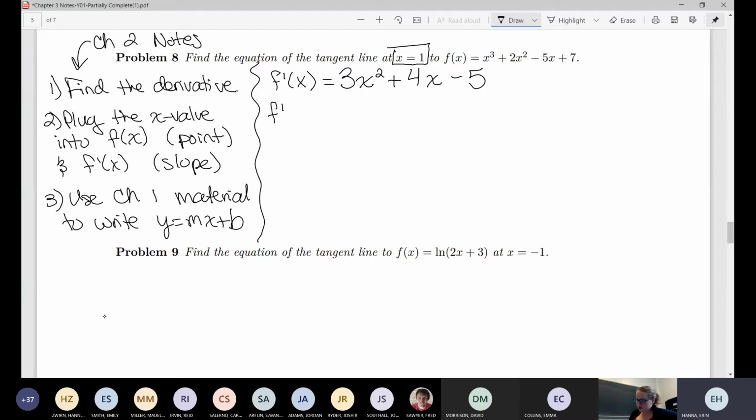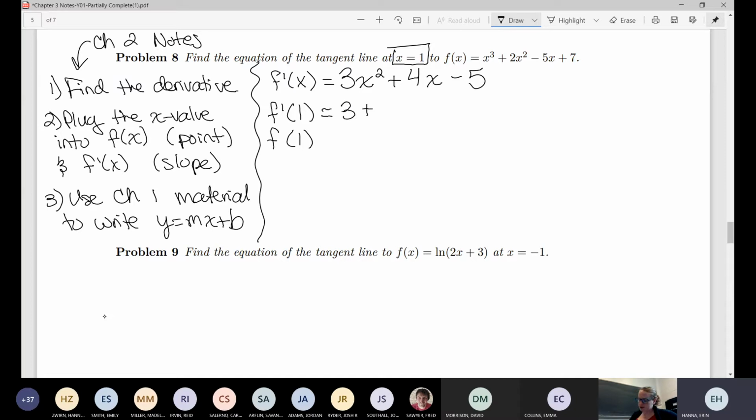So now we need to essentially find two values. We need to take the value that we want, the tangent line at, and plug it into the original function. So we have to plug it in two spots, the derivative and the original function.